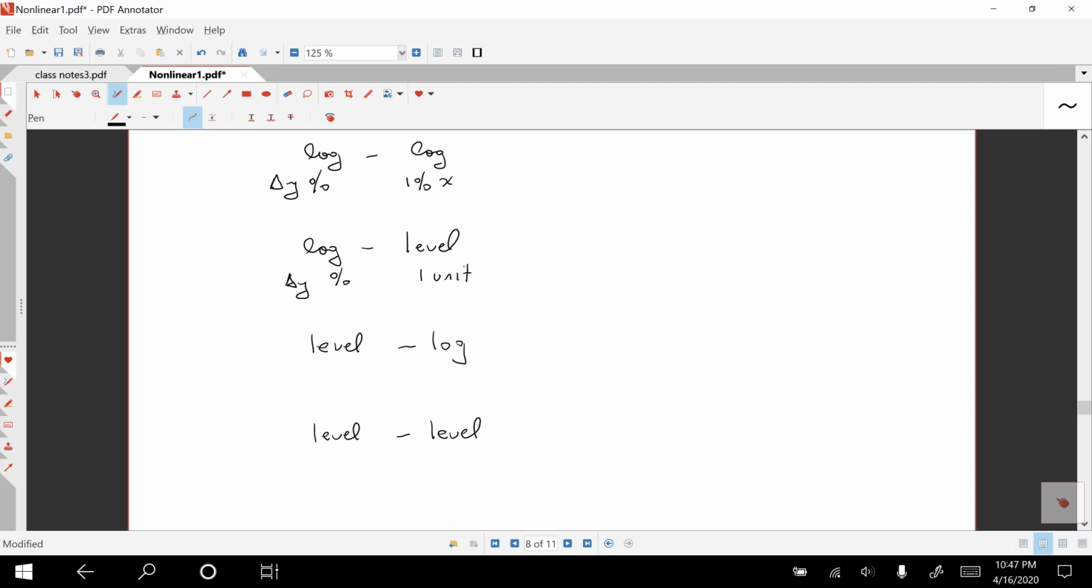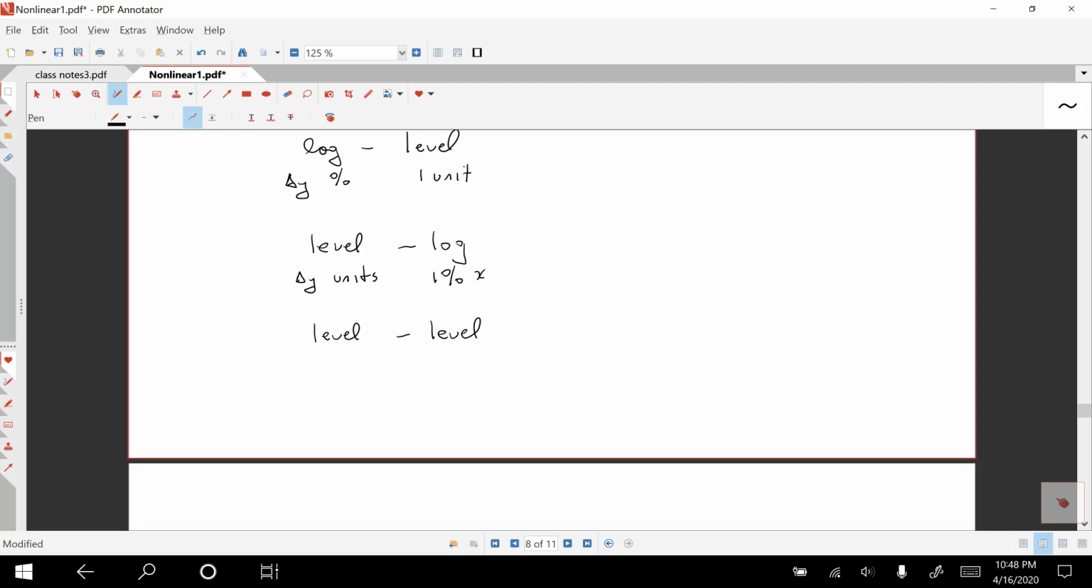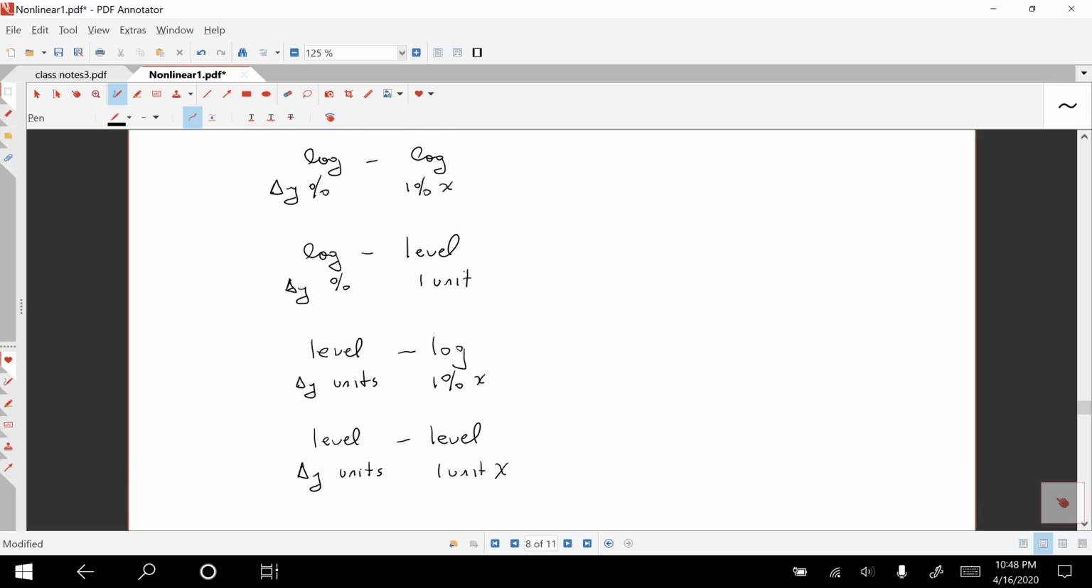If we have a level-log model, we will look at the 1% change in X, and the change in Y will be measured in units. If we have a level model, remember that we have a 1 unit change in X, and the change in Y is also expressed in units. So have that in mind, kind of like a general intuition when you are interpreting these coefficients.